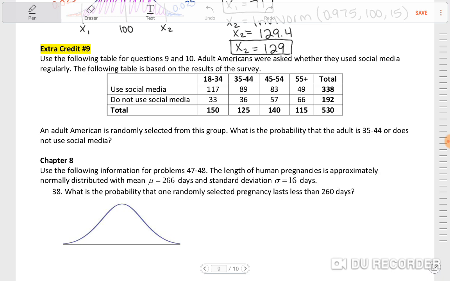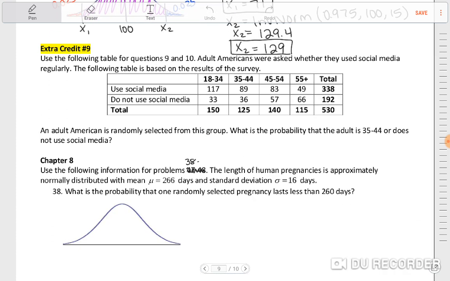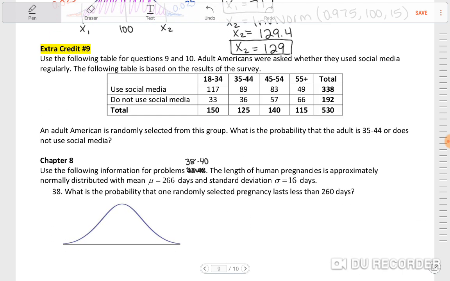Okay. Chapter 8, use the following information for problems 38 to 40. I need to fix that. The length of human pregnancies is approximately normally distributed with mean of 266 days and standard deviation 16 days. What is the probability that one randomly selected pregnancy lasts less than 260 days?